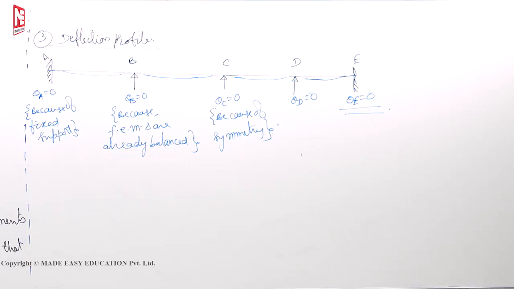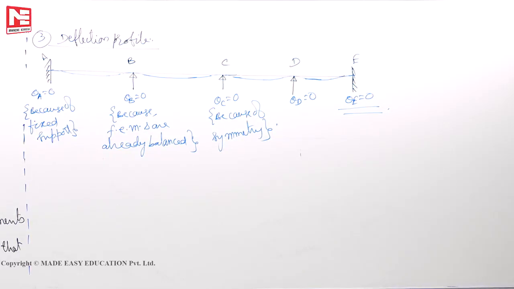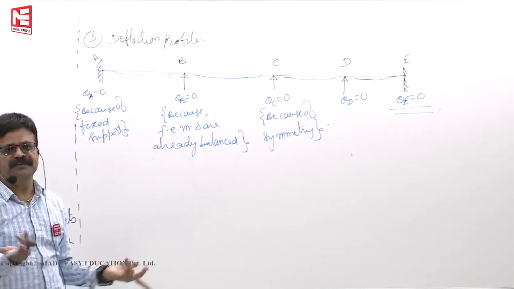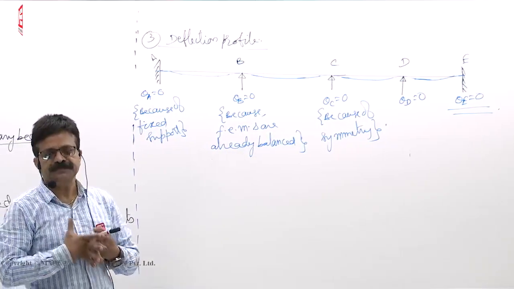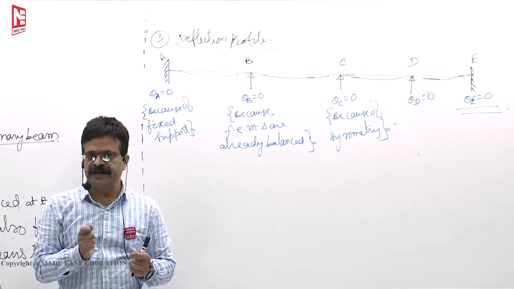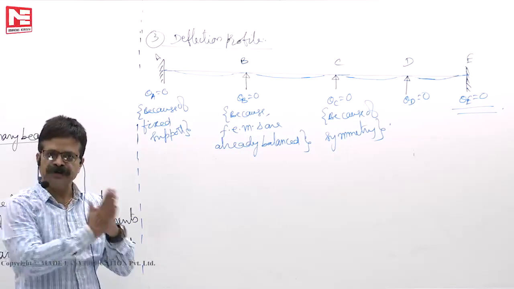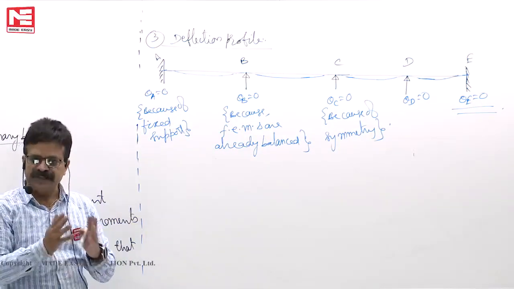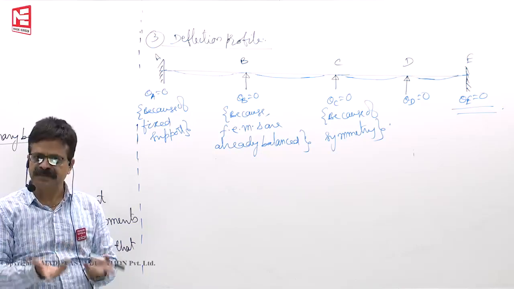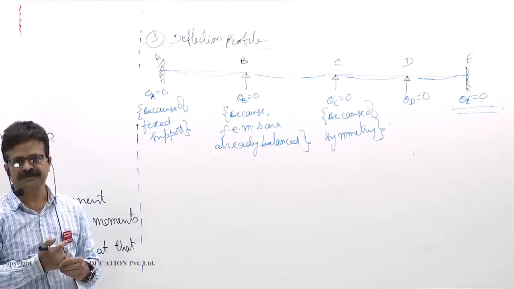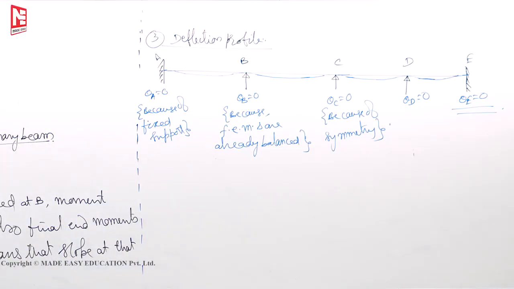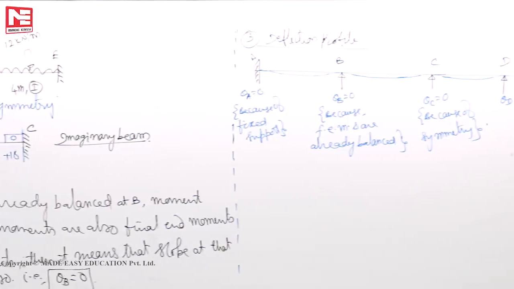That means if the fixed end moments become the final end moments, the slopes must be 0. Otherwise, why would they become final end moments also? Fixed end moment means the moment required to make the slope 0. If that happens to be the final moment also, it means that the slope will have to be 0. Okay, now let us see the next problem.